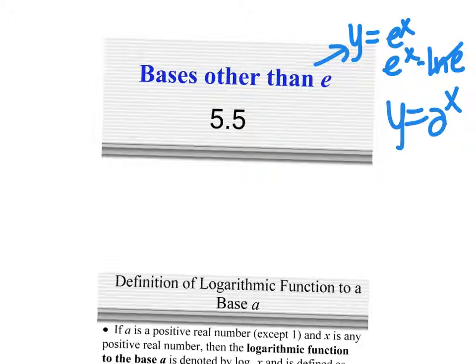So for the derivative of a base that's different from e, 2 to the x would be your first part, but then it's times the natural log of 2. That's the only difference between a base other than e.